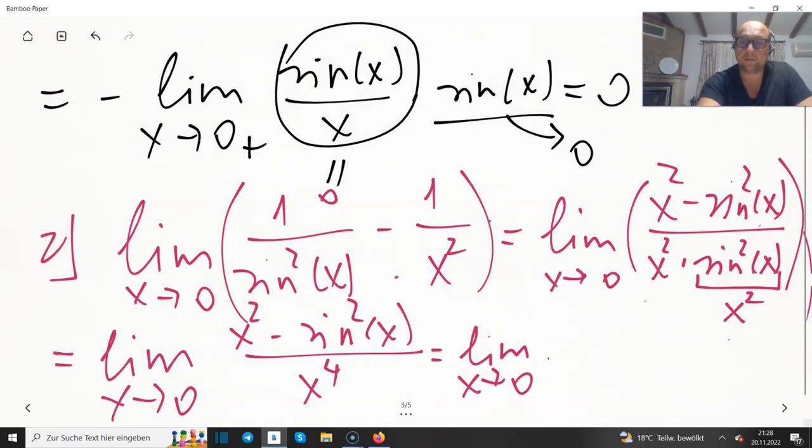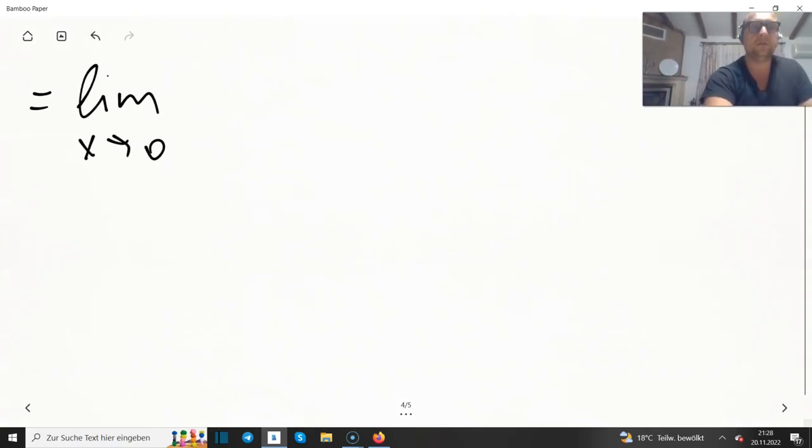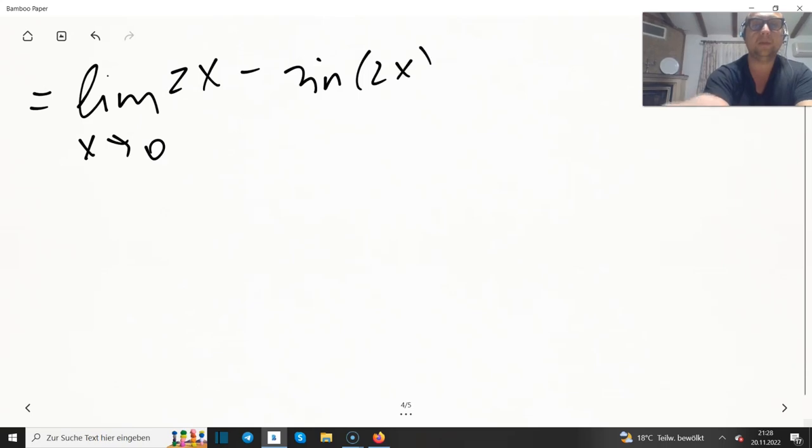So let's apply L'Hopital now. 2x minus 2 sine of x cosine of x divided over 4x cubed. Well, it's getting better because we can rewrite it as a limit x towards 0. We got 2x minus the double angle sine, so it's sine of 2x, and here we have 4x cubed.